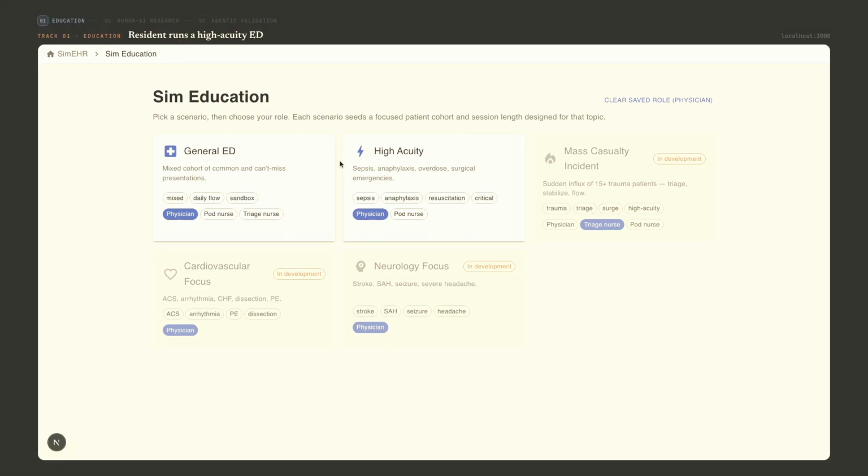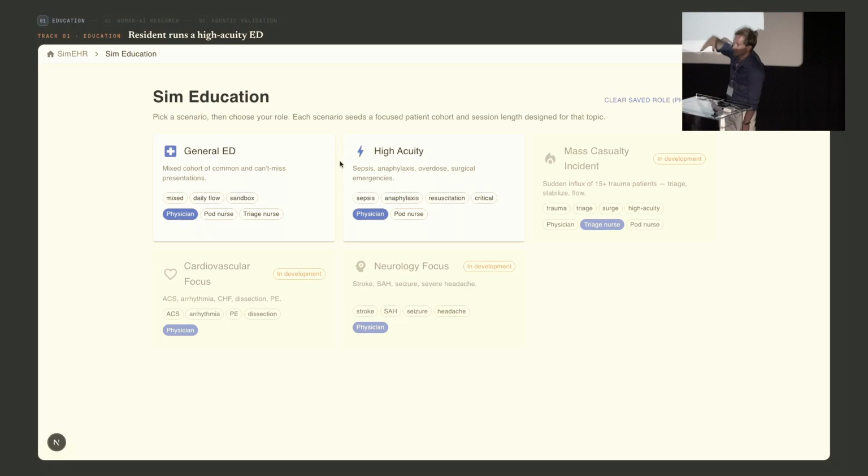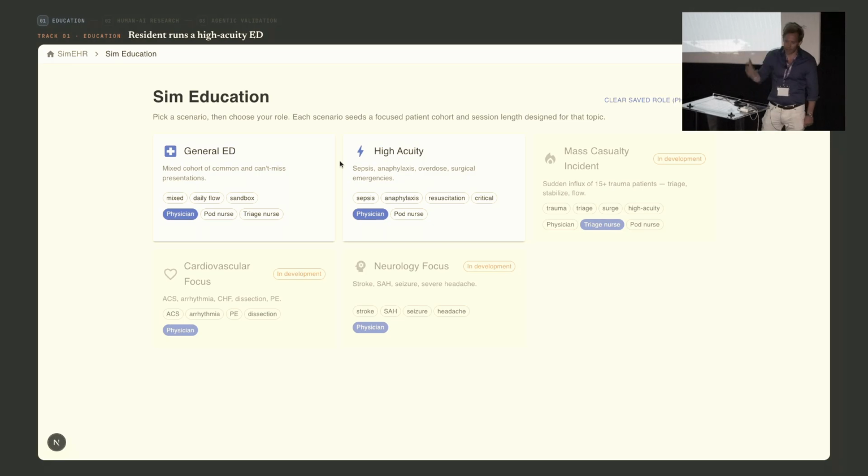So let's say that somebody has some deficiencies in a competency around cardiovascular care. The idea is that you can then take your cohort of patients that you have that are the simulated patients within the system, load that up into the environment, and then they can walk through those within a scenario. Or you can teach them about mass casualty events and so on and so forth within that space. So that's kind of the idea overall within the sim education space.